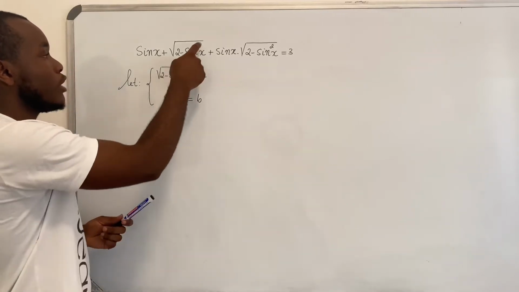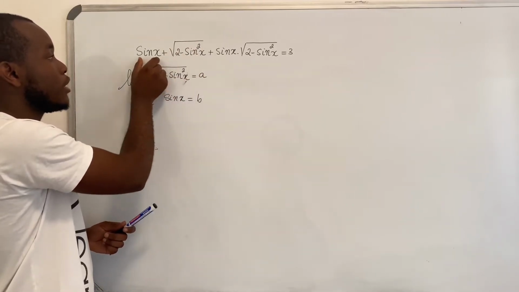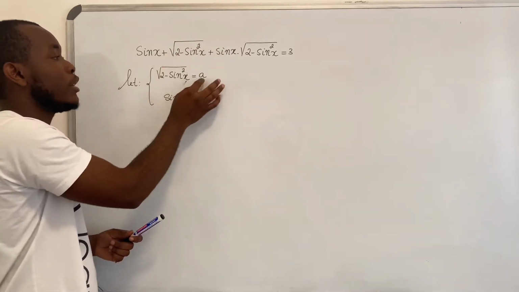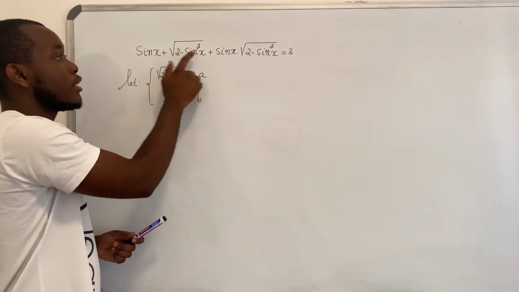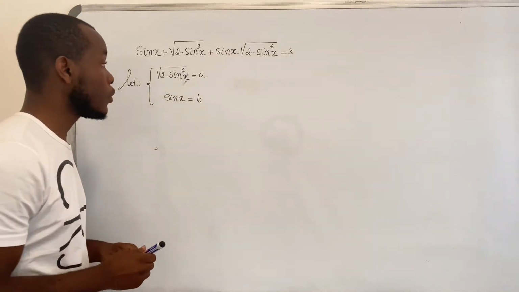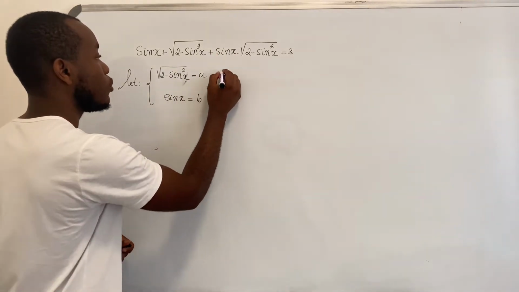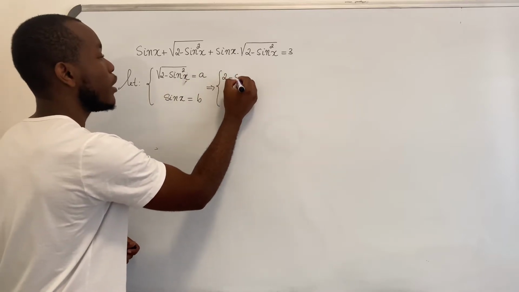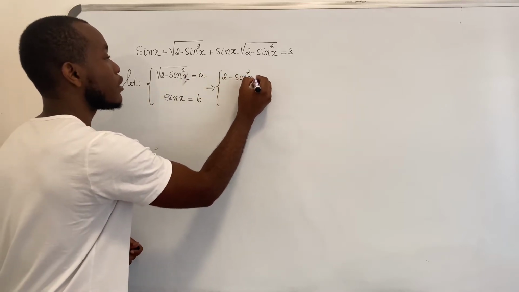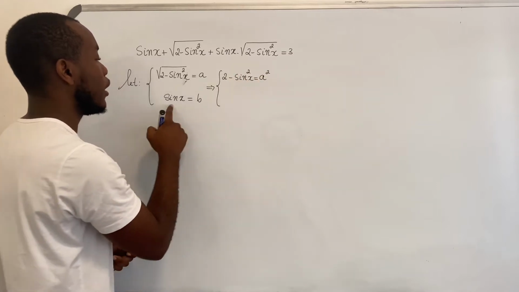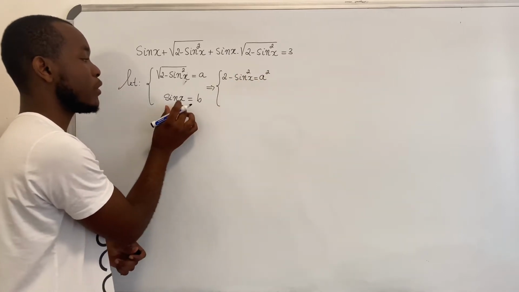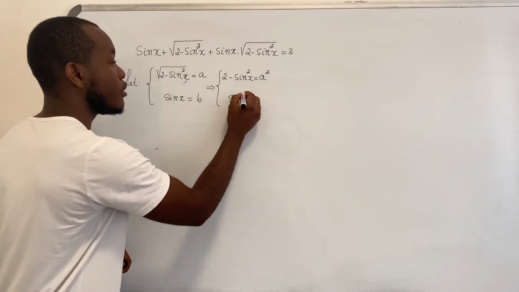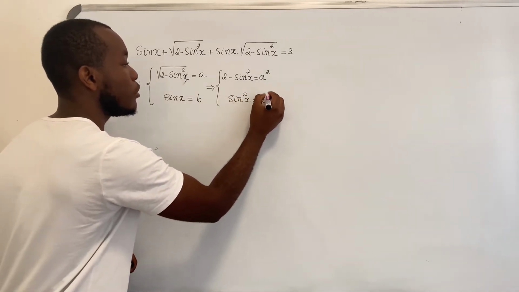Okay, so this expression is not the same as this expression, it has a sine, but it's not the same. So we are letting the square root be a variable a, and we're letting the sine outside be a variable b. So the second approach that we can do here is squaring both sides. If we square both sides, we're going to have 2 minus sine squared of x equal to a squared. And if the sine of x is equal to b, we can square, so we're going to have sine squared x equal to b squared.